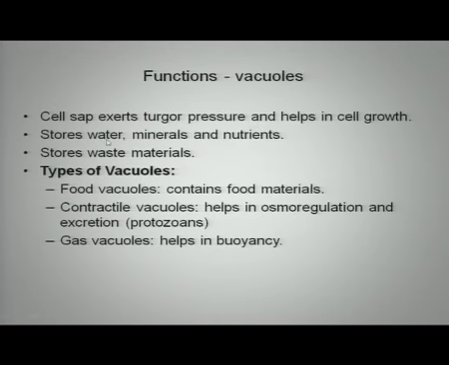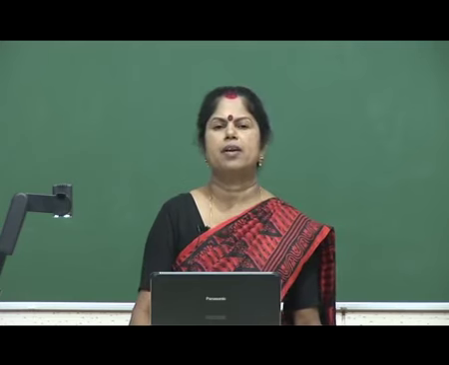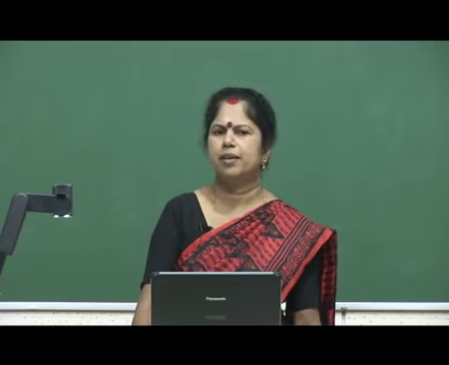It stores water and mineral elements as well as various types of nutrients. It stores even the waste materials of metabolism also. Now, coming to the different types of vacuoles, there are food vacuoles meant for the storage of food molecules. Contractile vacuoles are mainly seen in the protozoans. They are meant for osmoregulation as well as excretion. There are gas vacuoles, they help in floating or maintaining buoyancy.